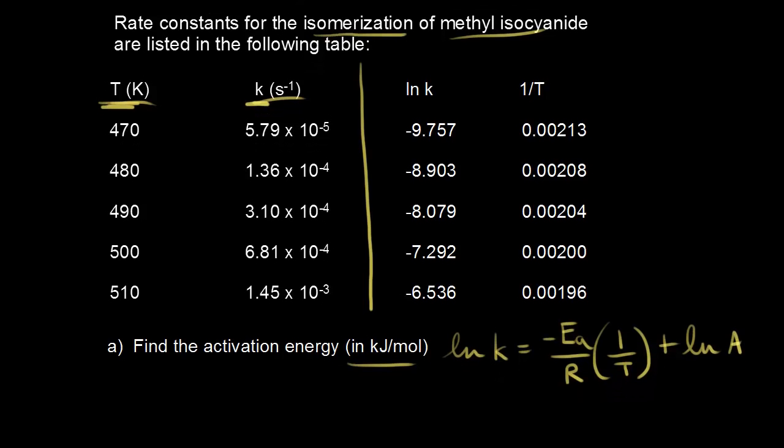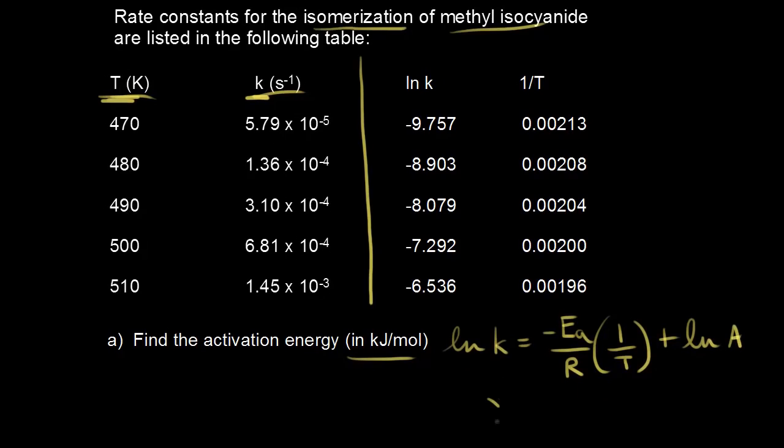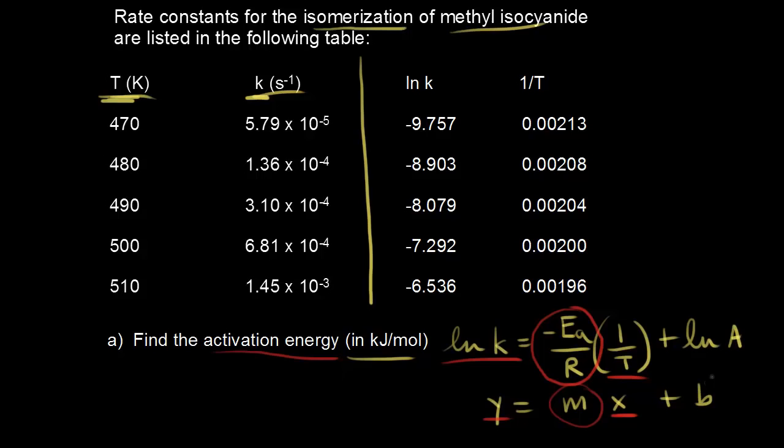And this is in the form of y is equal to mx plus b, right? So if you graph the natural log of the rate constant on the y-axis and 1 over the temperature on the x-axis, you're going to get a straight line, and the slope of that straight line, m, is equal to negative Ea over R. And so if you get the slope of this line, you can then solve for the activation energy. If you wanted to solve for the frequency factor, the y-intercept is equal to the natural log of A, which is your frequency factor. So you could solve for that if you wanted to.